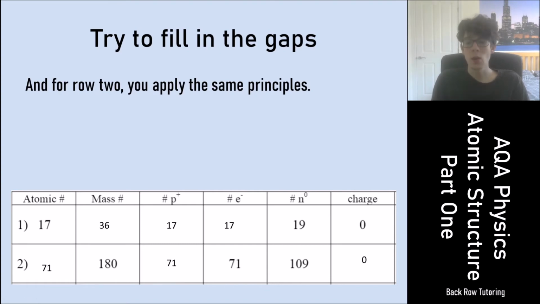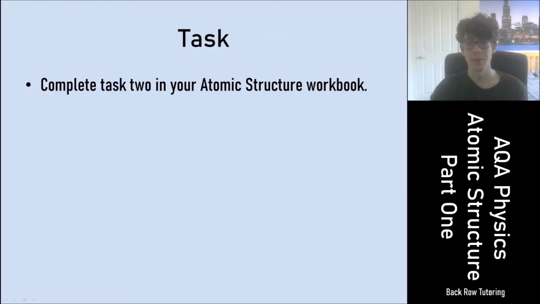For row 2, you apply the same principles. Our mass number given to us is 180. That means the amount of protons plus the amount of neutrons equals 180, which means there must be 71 protons. Now, if there's 71 protons and they were charged at 0, we know that the atomic number is 71 because there's 71 protons. If you're following along in your revision workbook, pause the video now and complete task number 2.